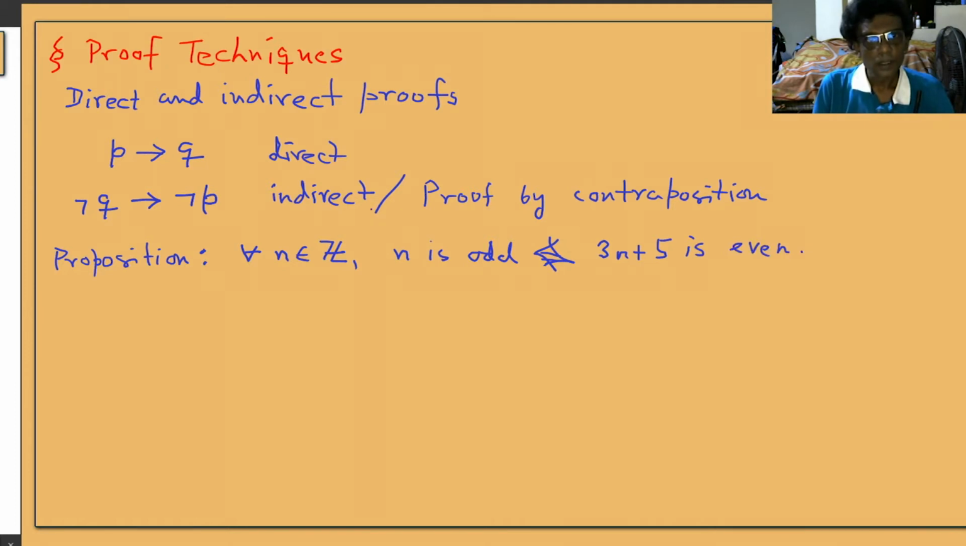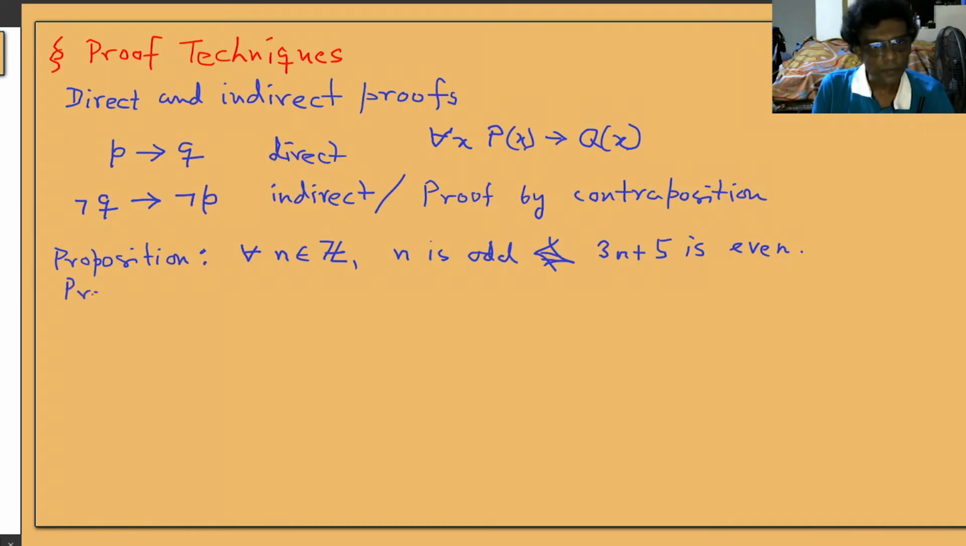Okay. So whenever I talk about this P implies Q, we often mean something like this: for all x, Px implies Qx. This is the same as for all x, not Qx implies not Px. So that is proved by contraposition. So let us do this.